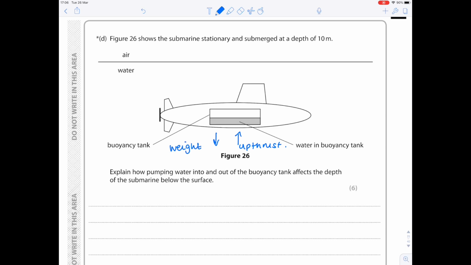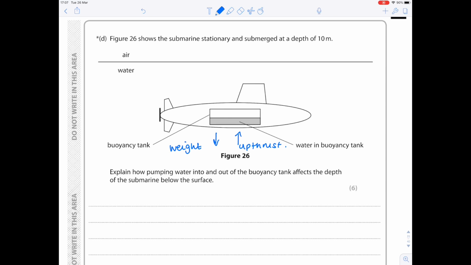If the weight is greater than the upthrust, clearly the submarine will sink. If the upthrust is greater than the weight, then the submarine will move upwards, and if they're equal, then it will stay in the same place. So if we look at how pumping water into the buoyancy tank affects the depth of the submarine, if you increase the volume of water in the tanks, it increases the weight of the submarine but has no effect on upthrust.